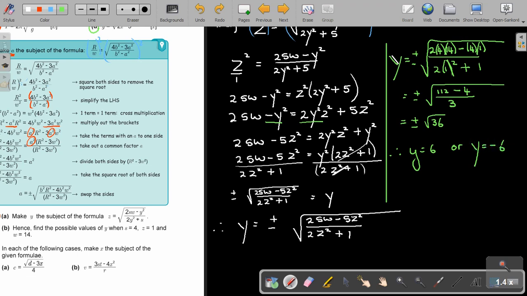I repeat, this is a very important part in science, that you will be able to change the subject of the formula, or we can call it manipulate the formula, in order to make the working easier. Okay, and the substitution.